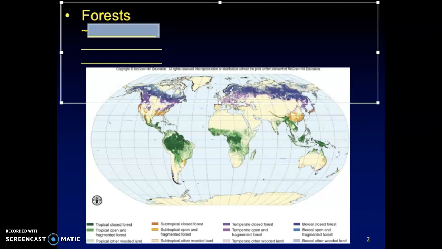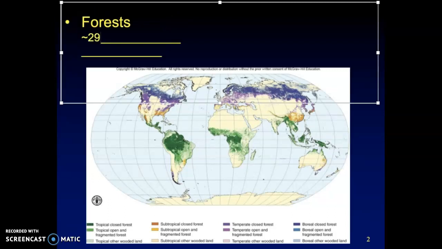So forests, and this is all the different types of forests. Forests make up about 29% of the Earth's surface or land cover. So a pretty good percentage of the planet is covered with some type of forest. Could be a rainforest, could be a deciduous forest, it could be taiga, all those different biomes we talked about. So a pretty big chunk of the Earth is covered by forests.